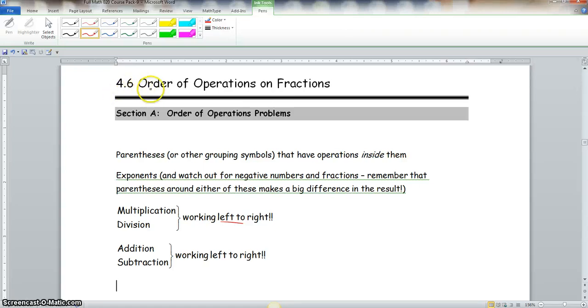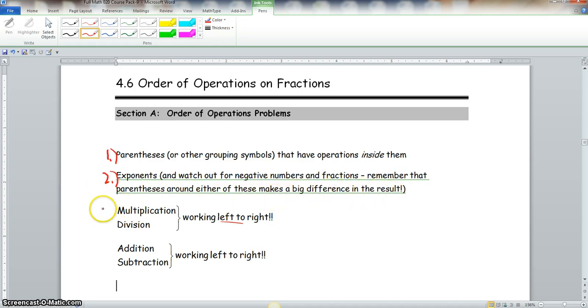Okay, class, we're starting on section 4.6, Order of Operations on Fractions. Section A, Order of Operation Problems. Parentheses or other grouping symbols that have operations inside them. Exponents, actually this is number 1, which is parentheses. Number 2 is exponents. And watch out for negative numbers and fractions. Remember that parentheses around either of these makes a big difference in the results.